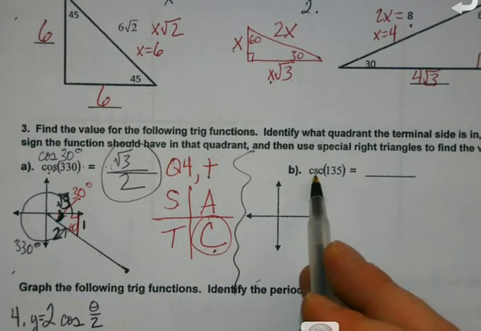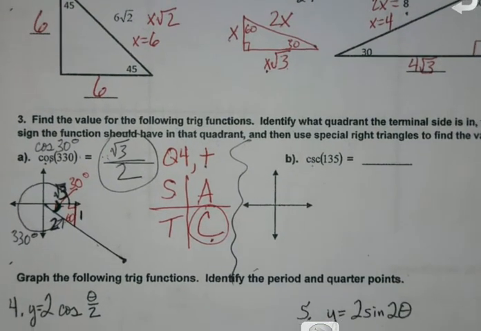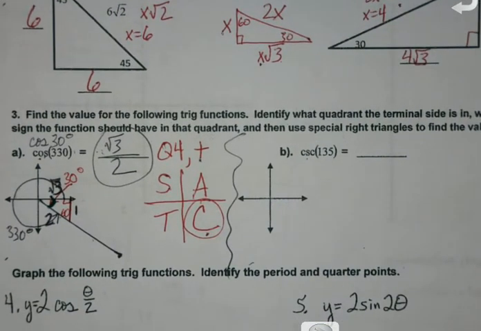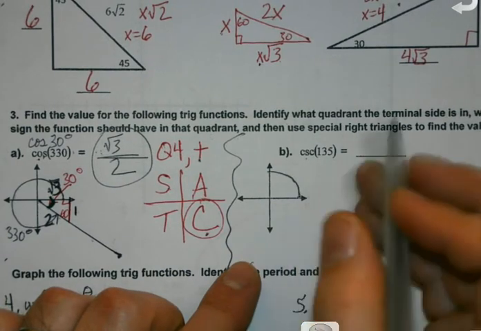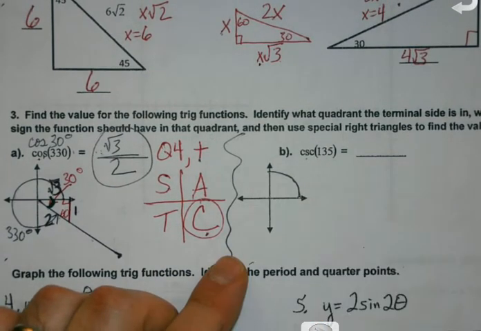So here again, we're doing the same thing with b. We're doing the cosecant of 135. So again, I've got to draw my angle first. So I start rolling around. Okay, there's 90. How much more do I need to get to my terminal side?